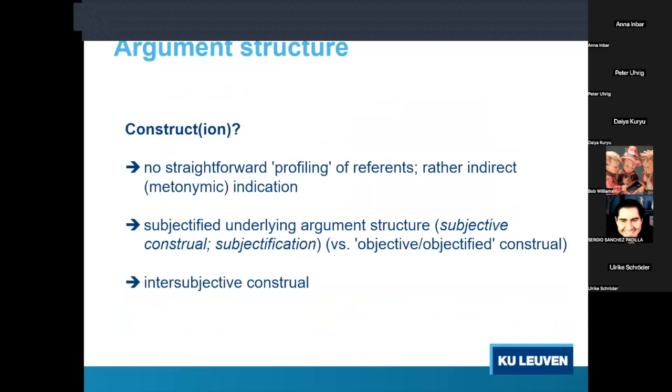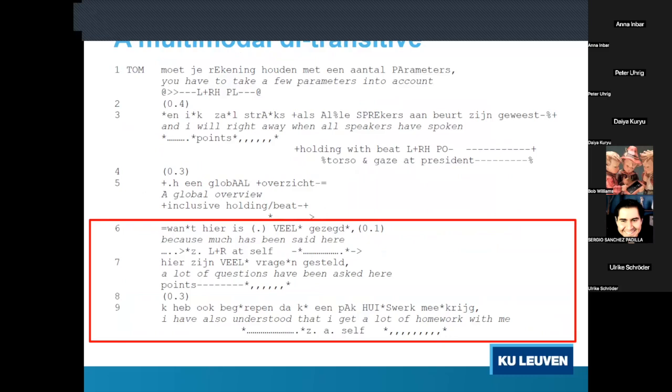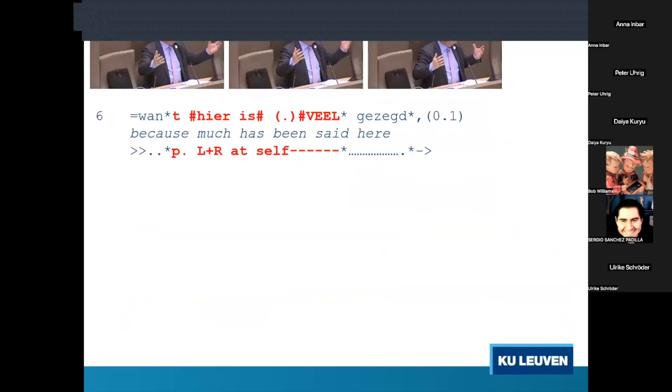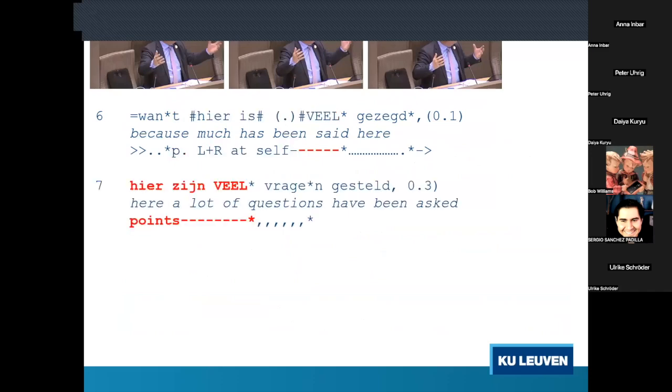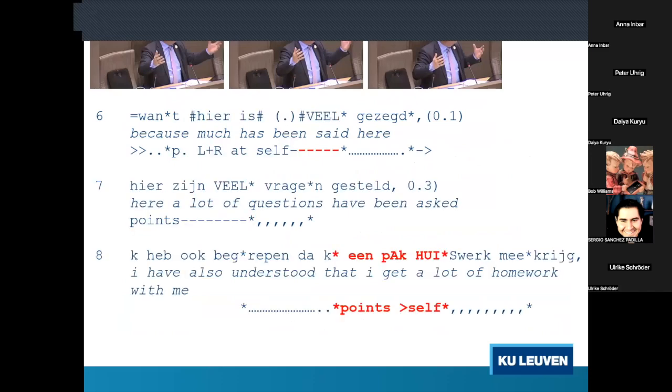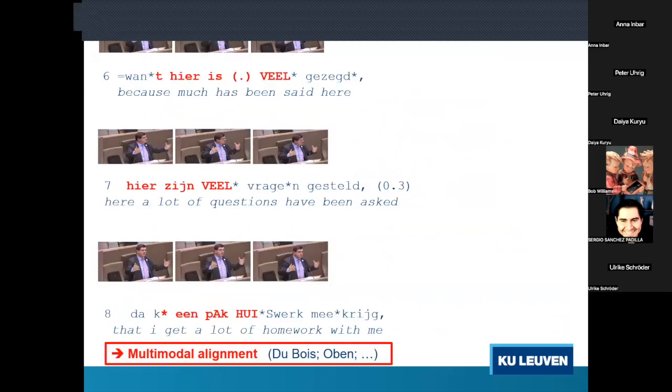I'm going to skip this part, because I only have a few minutes left, and I still want to come to my last example, which also has to do with the construction, which is the example we saw before with this politician. You remember at the end of the Q&A saying, well, much has been said here. A lot of questions have been asked, and I've also understood that I get a lot of homework with me. So 3 times he uses the same self-pointing gesture using both his hands, which is some sort of copying behavior or multimodal alignment, if you'd like. I'm going to play them very briefly.